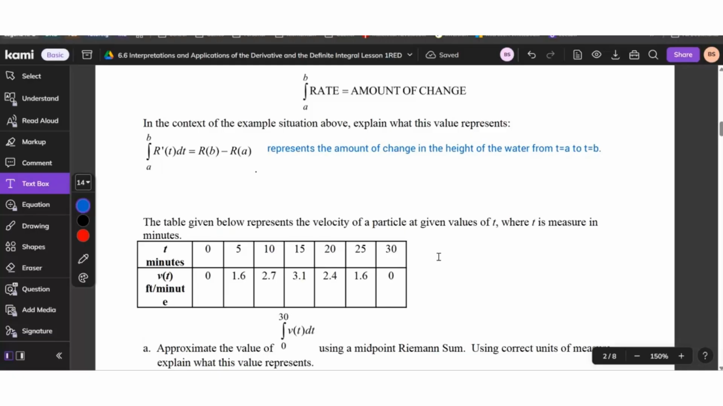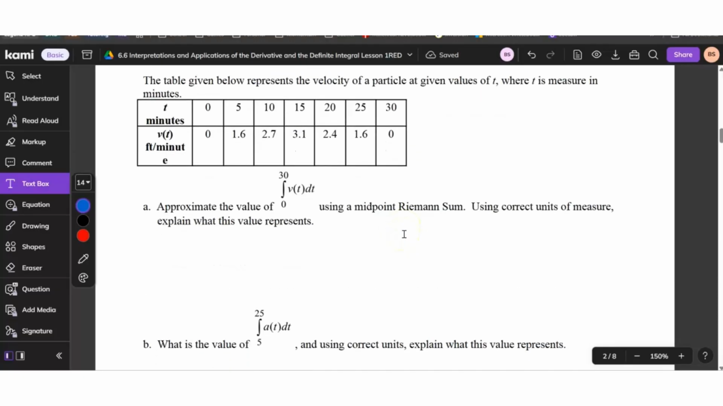So wait. So the original one is the rate, but then the interval is the change in rate. The interval is not the change in rates. The interval would be the amount of change. So like in this case, how much water drained out or got added to it, depending on whether we're adding or taking it out.